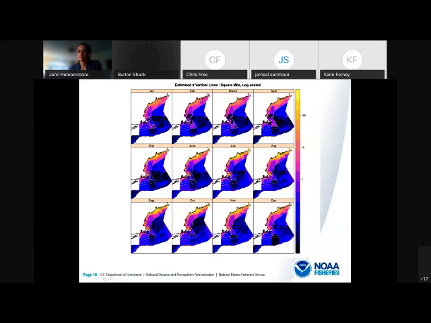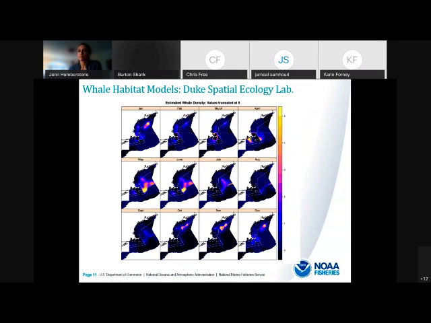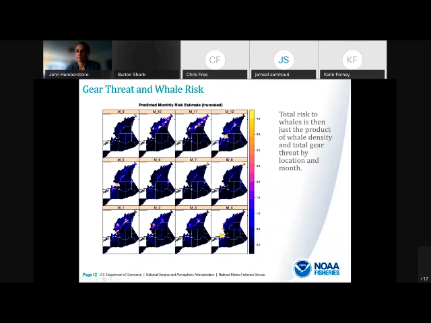So it's a real constraint of spatially how well we can tune these. And then the example of a whale model. This is from Duke's Spatial Ecology Lab and Jason Roberts' work. And we get a monthly estimate of where and when the whales are at. And you combine those in with that threat model, and we get a final risk map back from this.